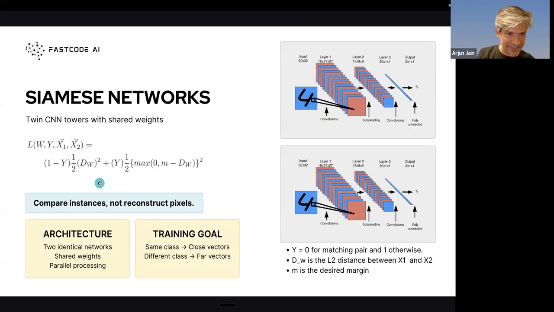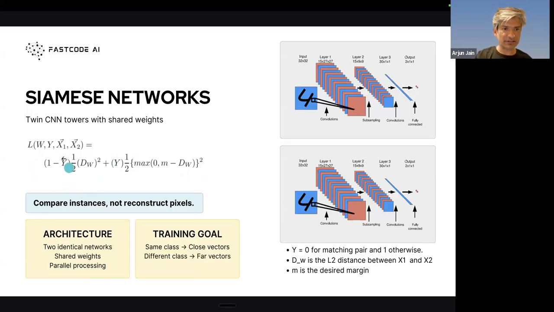So when it is the same class, you want to minimize just the distance between them. You have x1 and x2, the two inputs, and y is the label, and w are the parameters. dw is the distance between these two vectors, between x1 and x2. So when it is the positive class, meaning when y is 0, meaning they are of the same label, then I just want to minimize the MSE loss between them. And then obviously this term is 0, so we don't need to worry about this term when they're of the same class.